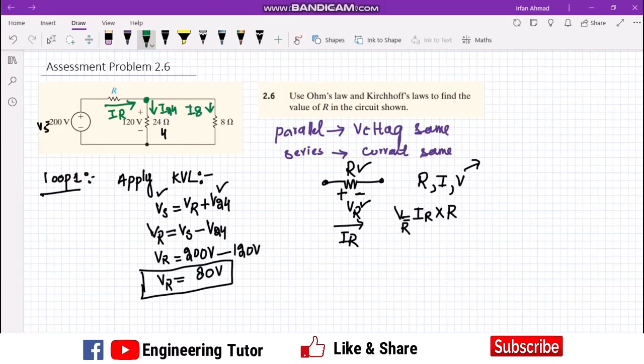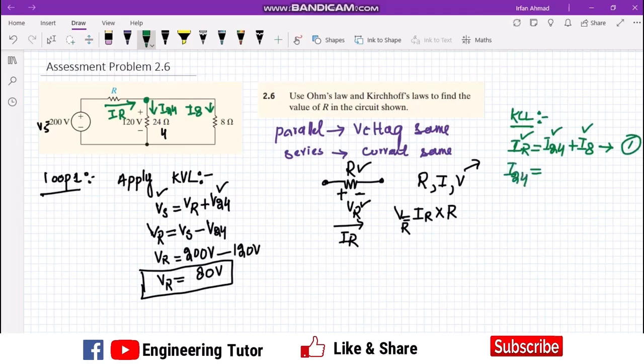So according to KCL, IR is equal to I24 plus I8. The current going towards the node is equal to the sum of all the currents going away from the node. So IR is unknown. What is the value of I24? Let me give it a name. This is equation number 1.